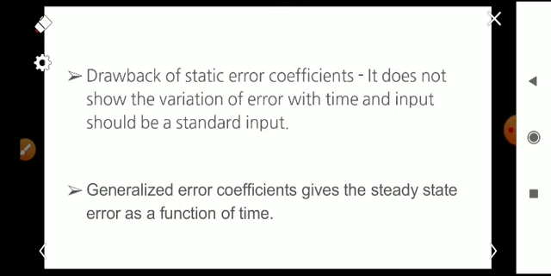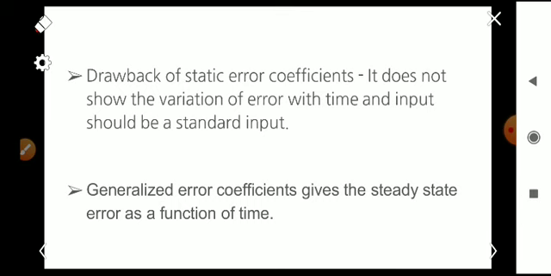We know the main drawback of the static error coefficient is that it does not show the variation of error with time, and the input should be a standard input. For the static error coefficients, we already learned what they are for step input, ramp input, and parabolic input, whether it is 0, constant, or infinity. In those cases, we have to check with the standard inputs only.